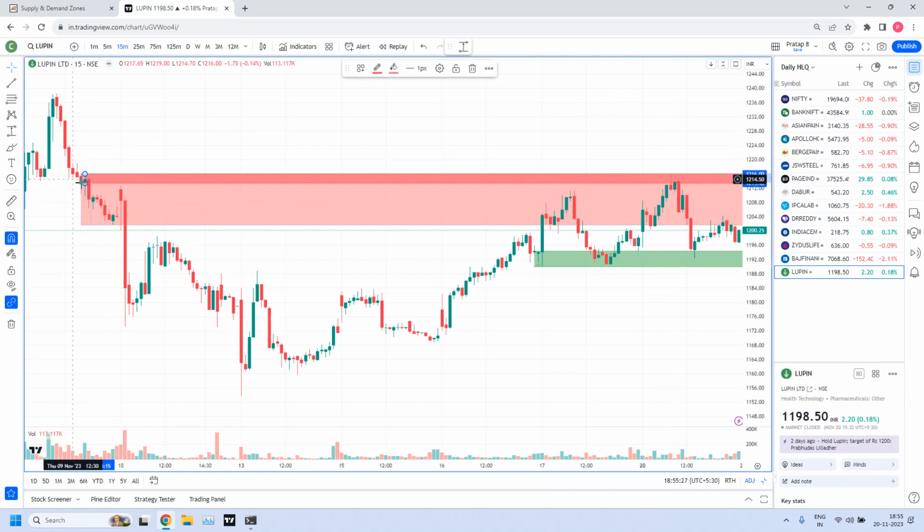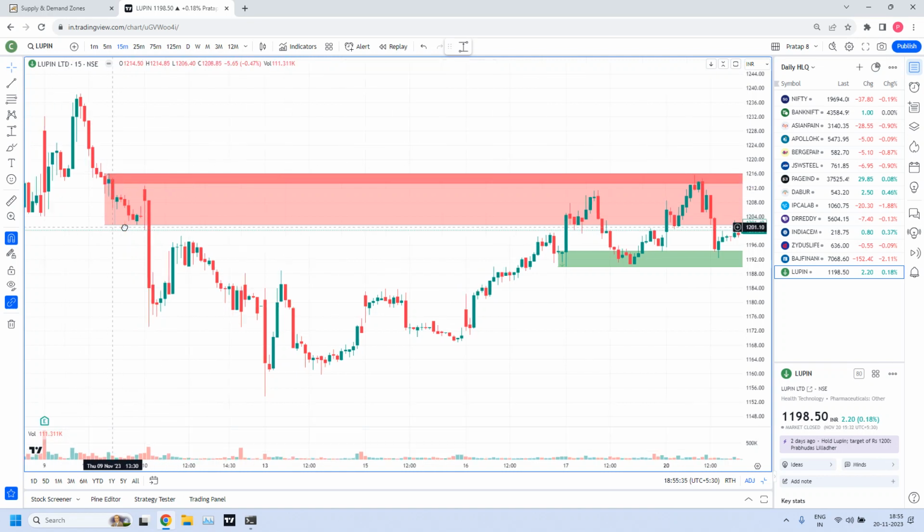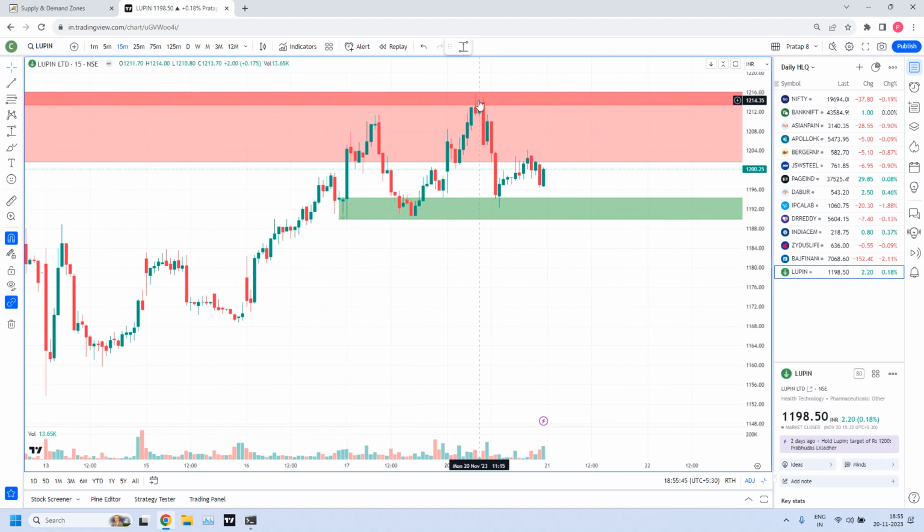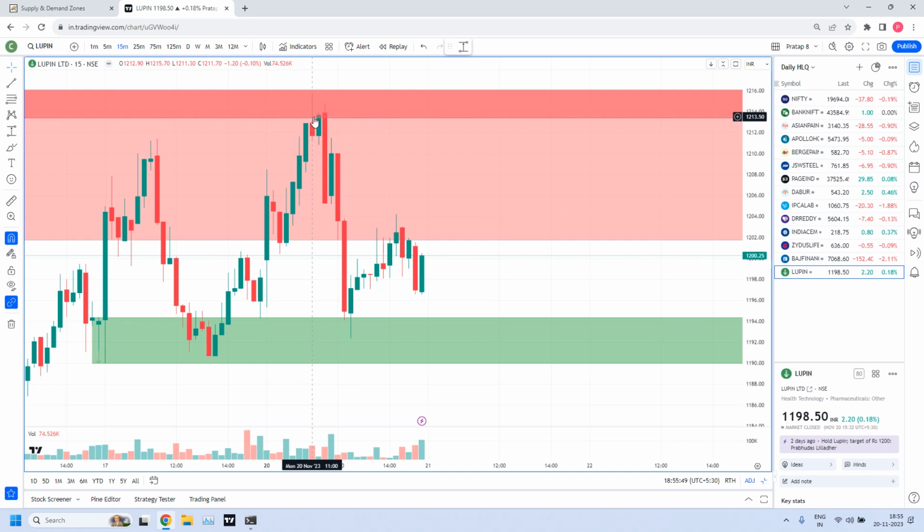That is type 2. What is type 2? For a supply zone, proximal, type 2 proximal line, that is the lowest value of the base candles. Lowest body of the base candles. See today, the risk is even minimized and prices went a little deep, then came down. See how they came into this.